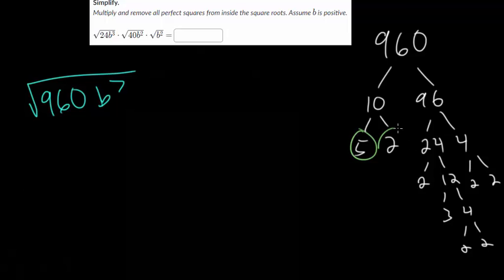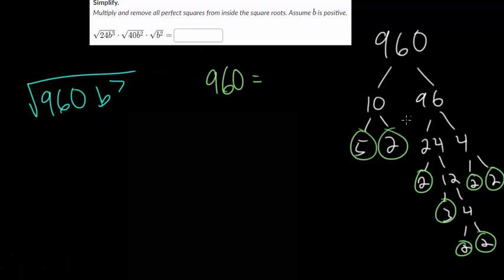So lots of branches. And I like to circle them all at the end. Basically, where do all of these chains actually end? So then 960, let's see, we've got 1, 2, 3, 4, 5, 6 2s. So it's 2 to the 6th. And then we've got 1, 3, and 1, 5. So times 3 times 5. And you can double check that with your calculator.